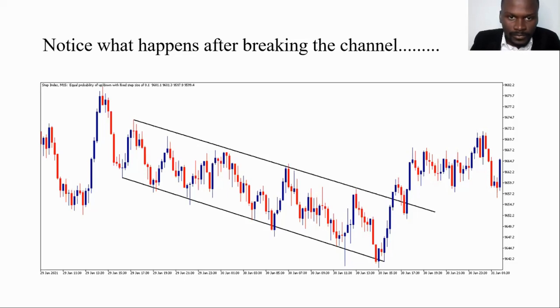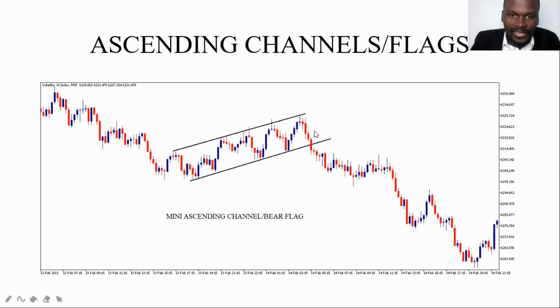So yeah, these are some of the things that you really need to consider. Here, you can see that this is an ascending channel, which is also a bear flag, since it's more like a continuation pattern. The only thing you need to do is connect structural points: lows, highs. Look at what happened when price broke through this channel.